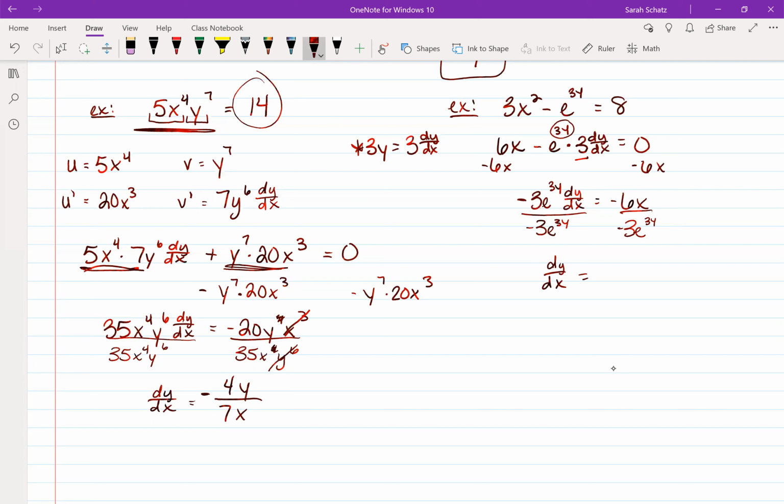And over here, I've got negative 6x over negative 3 e to the 3y. So you guys, you can reduce a little on the negative 6 over negative 3. It's going to make that positive. And let's call it a 2 on top. So we'll have 2x over e to the 3y.